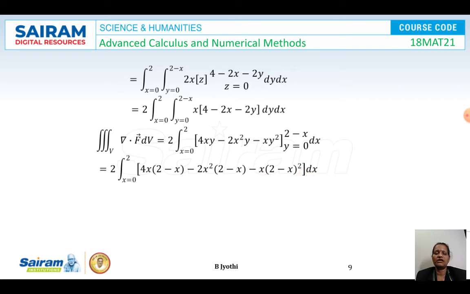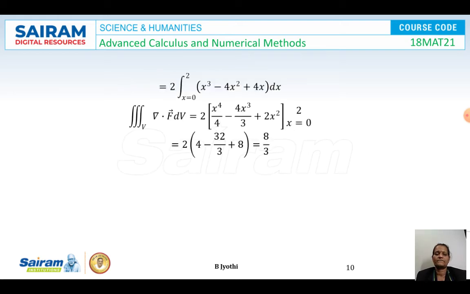Now we need to simplify this and then integrate. After simplification we are getting x cube minus 4x squared plus 4x, dx. Then on integration, x cube integral is x power 4 by 4, x square is x cube by 3, and x is x square by 2, and 4 and 2 get cancelled, we get 2x square here. Where the limit of x is 0 to 2, on substitution we are getting 8 divided by 3. That is the answer we are getting.